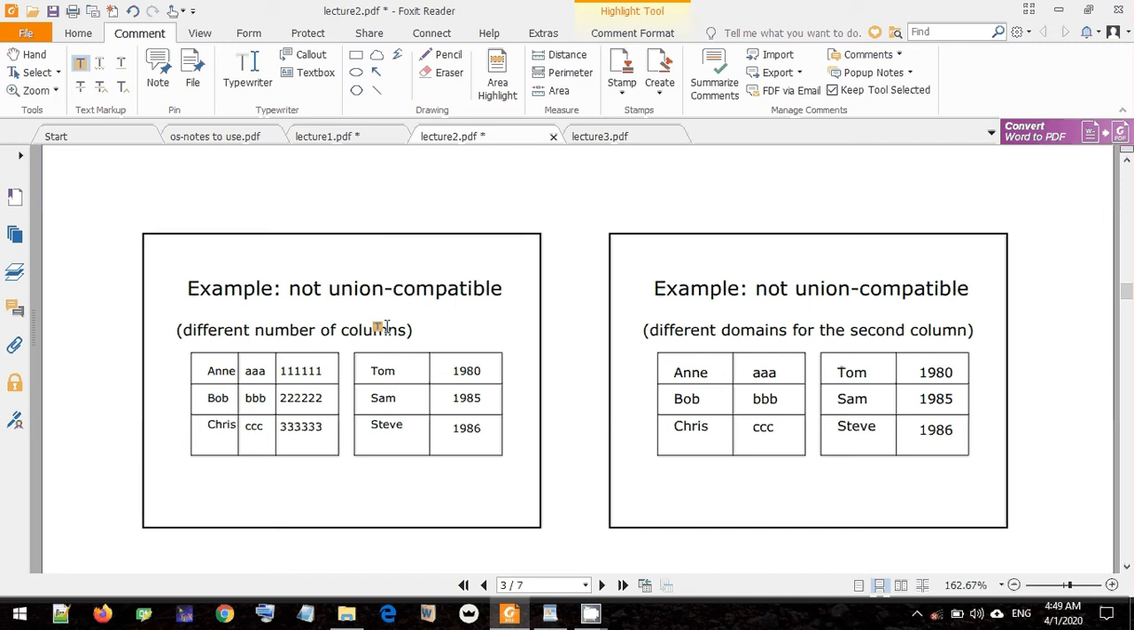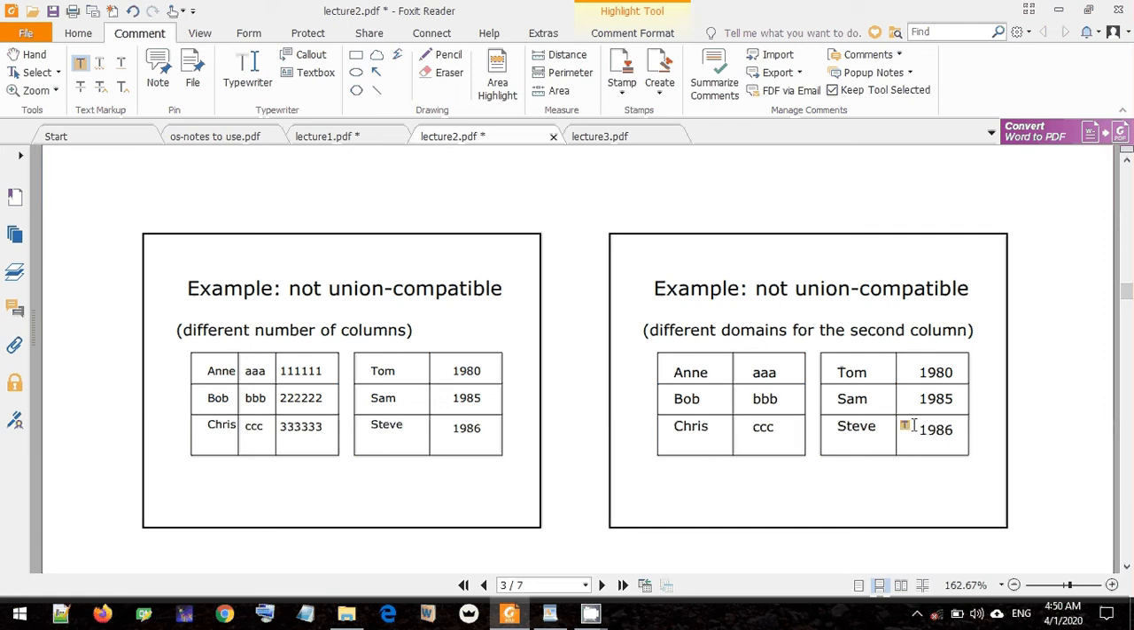Example, let us see if these two relations are union compatible. Look at the first relation. We have the first column which contains names, the second column which contains letters of the alphabet, the third column which contains digits. Now look at relation 2. The first column contains names, the second column contains things like year of birth. When you compare the two relations, you observe that they are not union compatible because the first relation has 3 columns or is of degree 3, and the second relation has 2 columns or is of degree 2, so they are not union compatible.